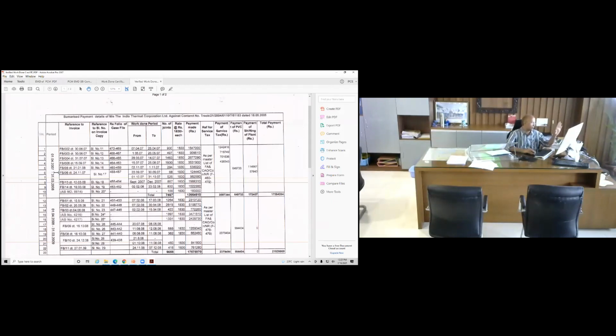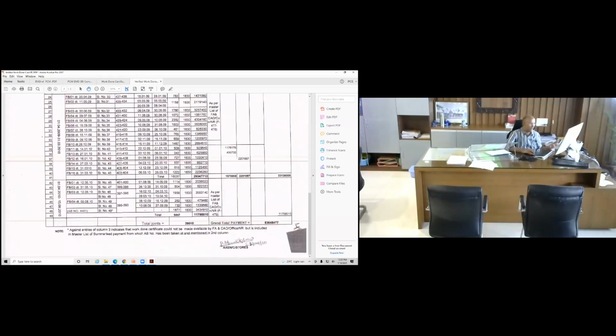Like for the qualifying period, say 147 to 313, how many bills passed, invoice details, then folio of case file, work done period, then number of joints, rate, total payment made, service tax deduction reference, payment of service tax, payment of PVC, payment of shifting of plant, all items were there. And if you look at summary, finally it says that 8.35 crore is the total payment made to the firm.